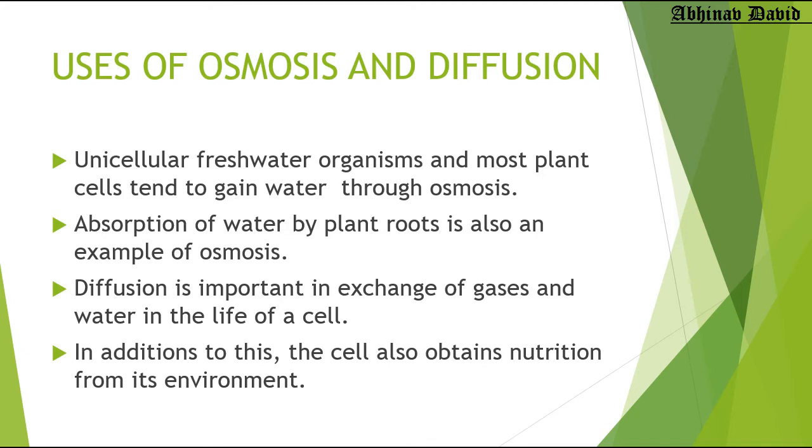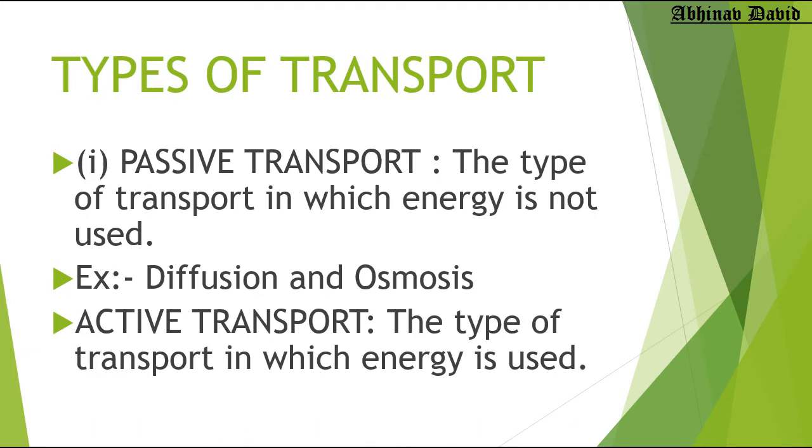Now let us talk about another very important topic, types of transport. What is this type of transport? As we know, substances are transported inside living organisms. Inside plants also, substances are transported. For example, water is transported from the roots to the leaves. Then carbon dioxide is taken up from the stomata and transported to the cells where chloroplast is present. So you see, transport is there in plants. How many types of transport are there? There are basically two types of transport.